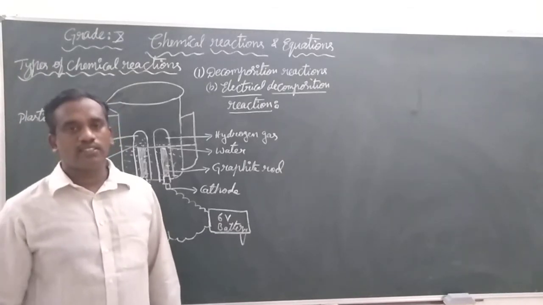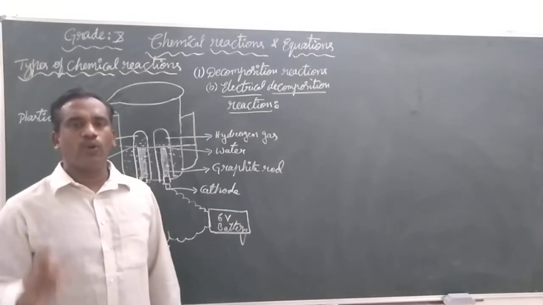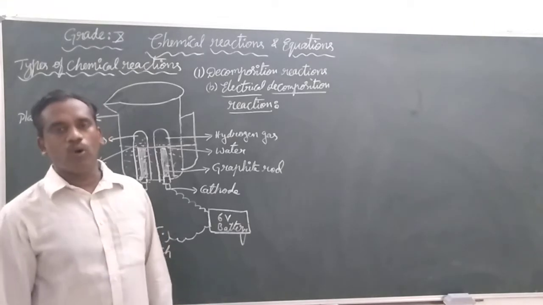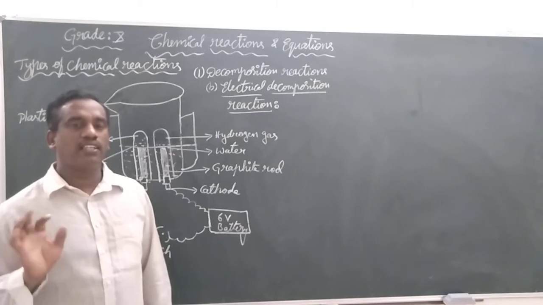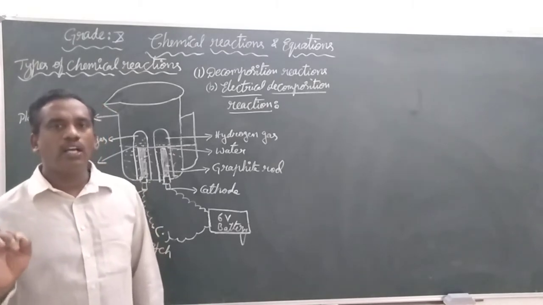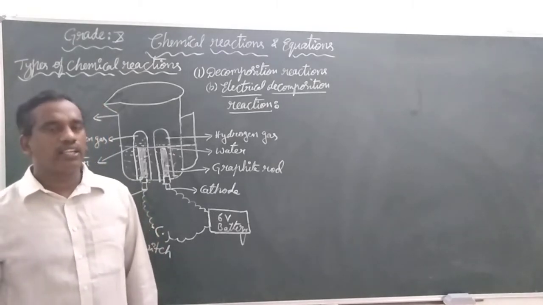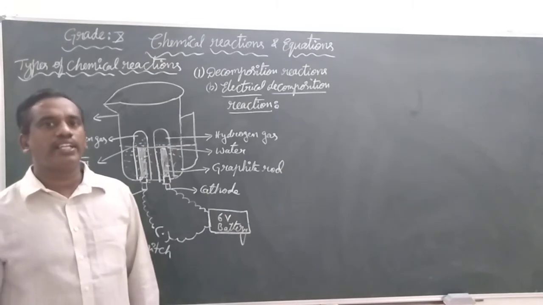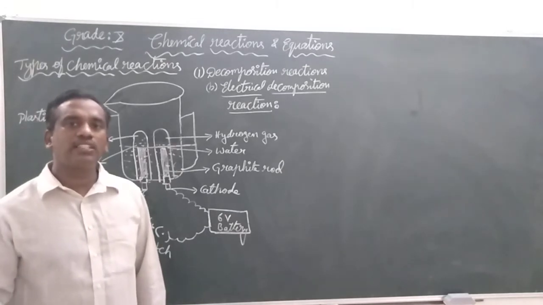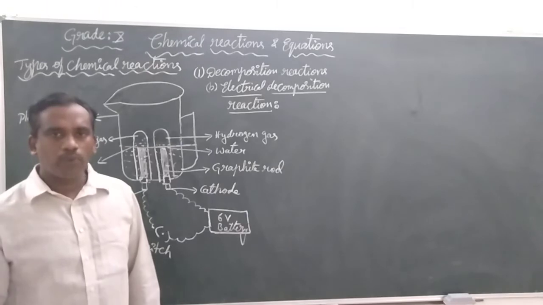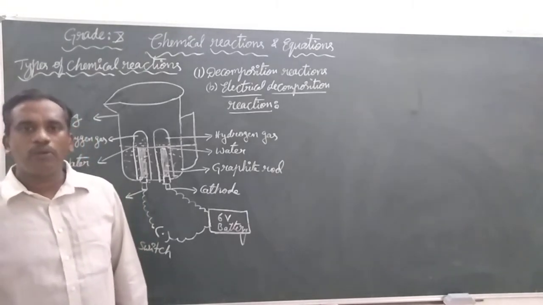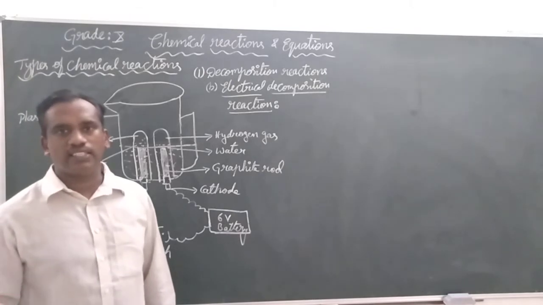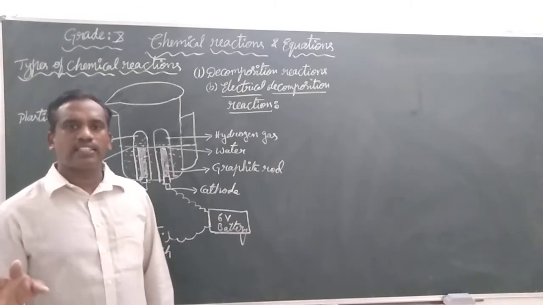Hi students, in our previous video we discussed thermal decomposition reactions. That is, when lead nitrate is heated, what products we get, when ferrous sulfate is heated, what products we got, and when calcium carbonate was heated, what products we got. We had already discussed that.